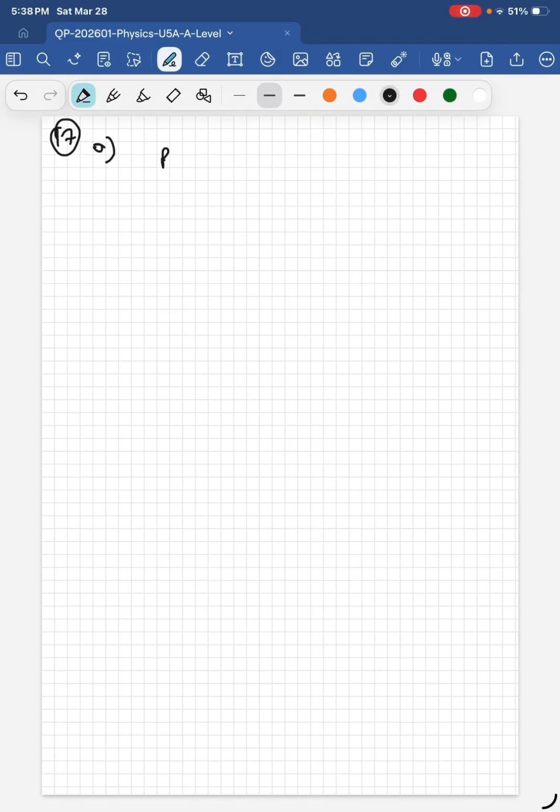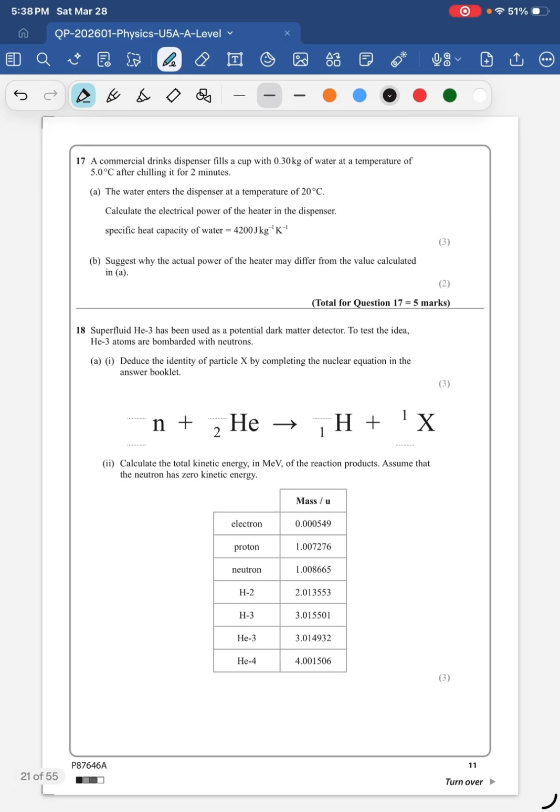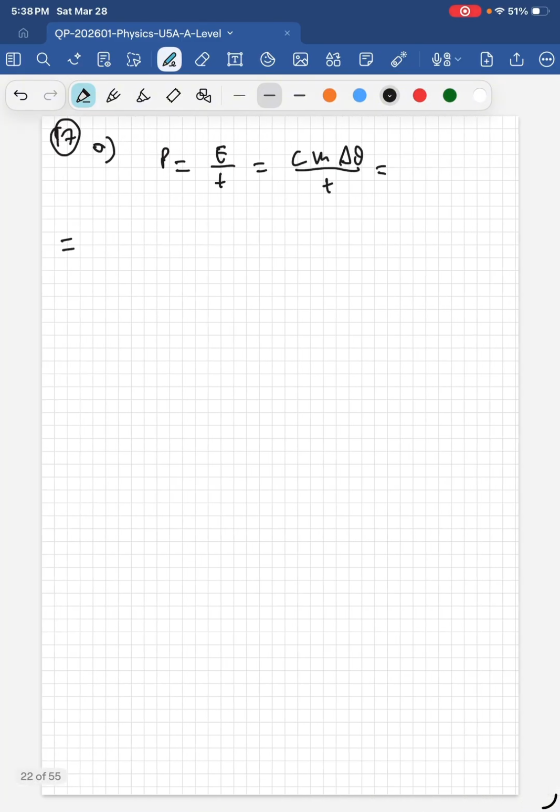So we can use the fact that power is energy over time, right? And energy is C m delta theta, and then this is over time. Okay, so let me see. I think I made a mistake somewhere. So they say commercial drinks, 5 degrees Celsius after chilling it for, the water enters the dispenser at a temperature of 20 degrees Celsius. Okay, so delta theta is 15, excuse me.